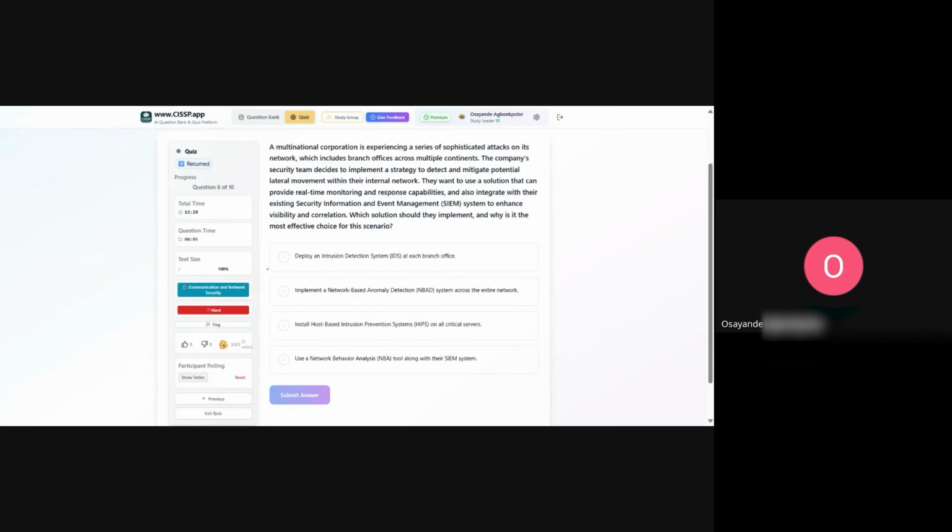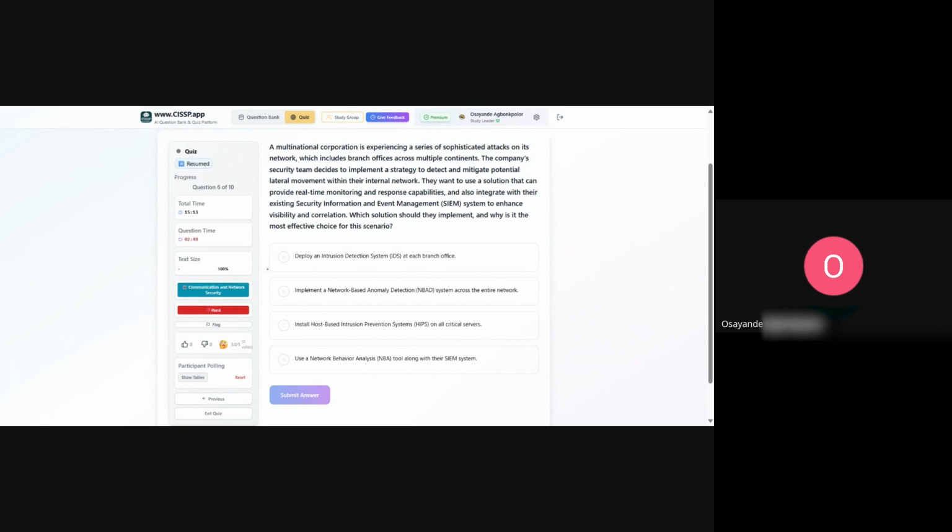Thank you. A multinational corporation is experiencing a series of sophisticated attacks on its network, which includes branch offices across multiple continents. The company's security team decides to implement a strategy to detect and mitigate potential lateral movement within their internal network. They want to use a solution that can provide real-time monitoring and response capabilities, and also integrate with their existing security information and event management (SIEM) system to enhance visibility and correlation. Which solution should they implement, and why is it the most effective choice for this scenario?